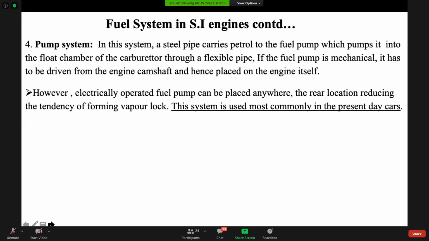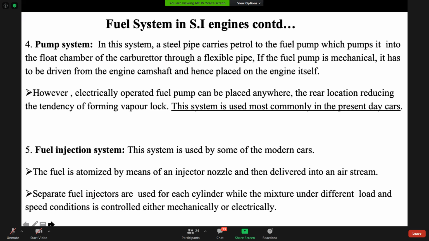Now, the pump system. In this system, a steel pipe carries the petrol from the fuel pump, which pumps it into the float chamber of the carburetor. Now, what is this float chamber? We will see when we see the diagram of the carburetor. What it actually does is pump the fuel from the main tank to the float chamber using a mechanical or electrical pump. This pump system is most commonly used in present cars or automobiles.